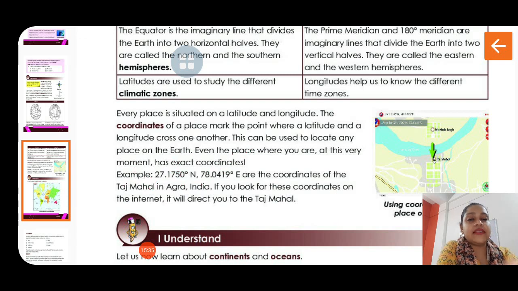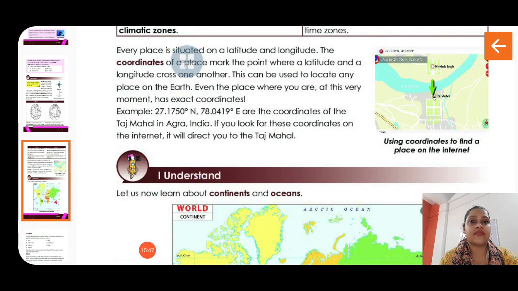So I hope children it's clear to you. So children, we'll stop here. In the next class, we'll continue with our continents and oceans. But before we go to continents and oceans, I'll again take a recap of what we have studied today.